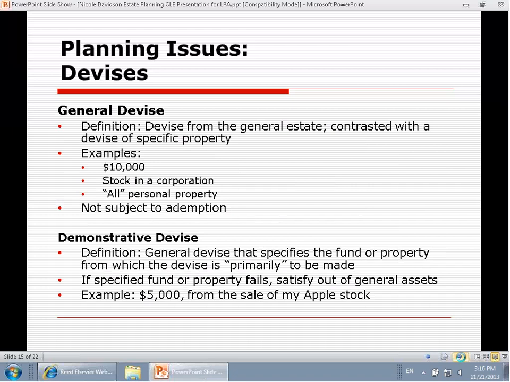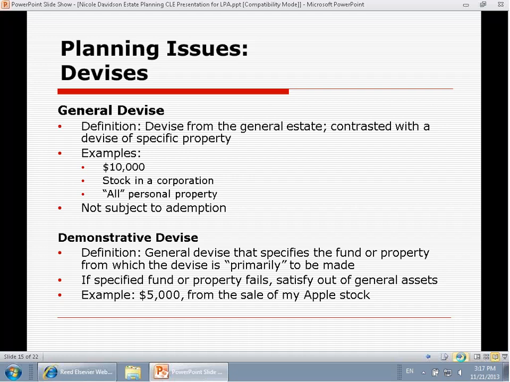An alternate way of making a gift would be a general devise, and that is to say that instead of specific property being given away, just generally from the estate property will be given. I've listed a couple examples here: a cash gift of $10,000, a gift of stock in a corporation, all personal property. The advantage of a general devise compared to a specific devise is it will not be subject to ademption, and so that's good to note.